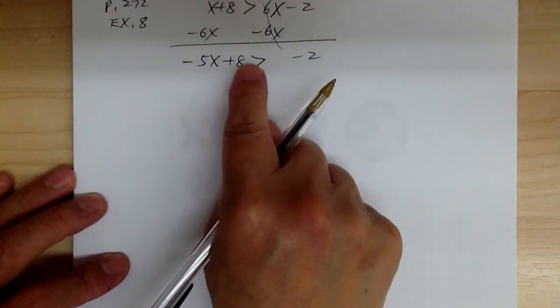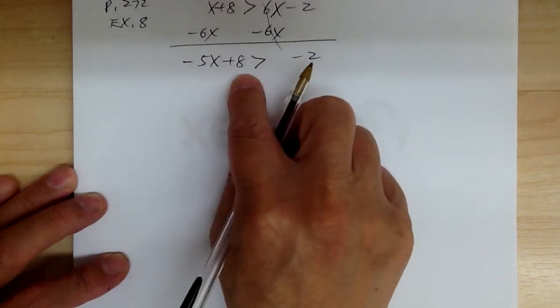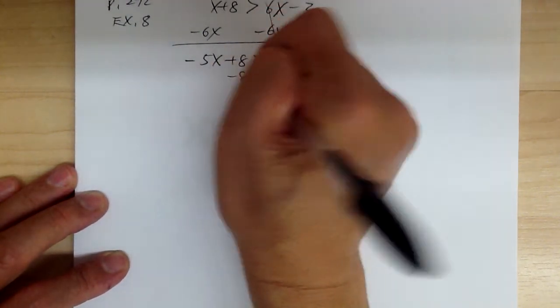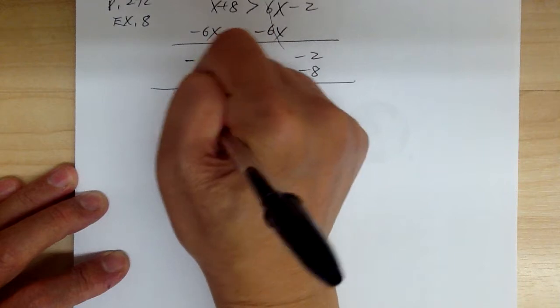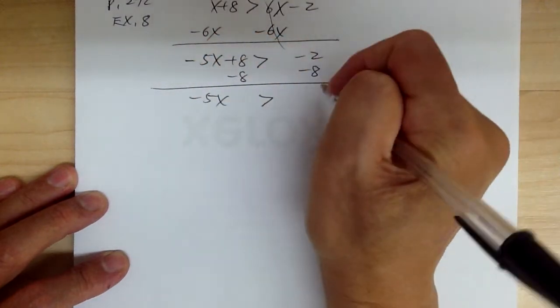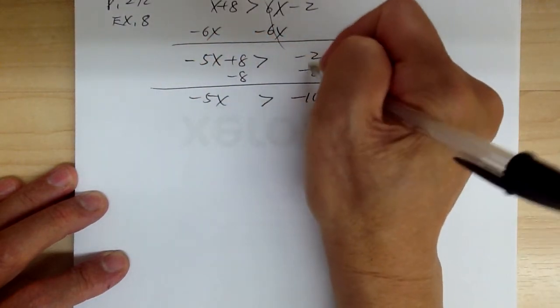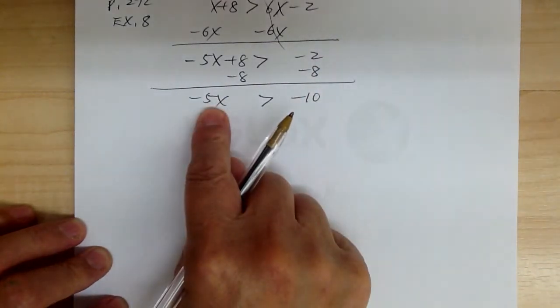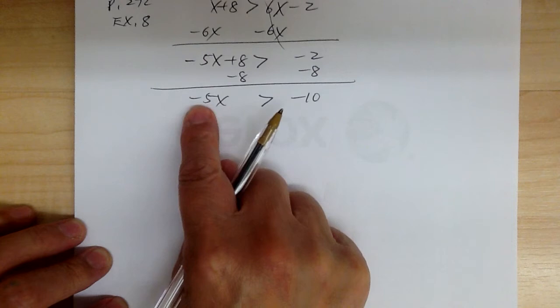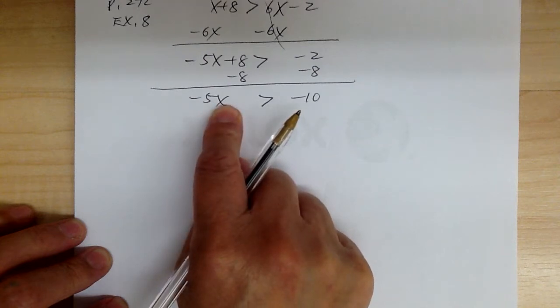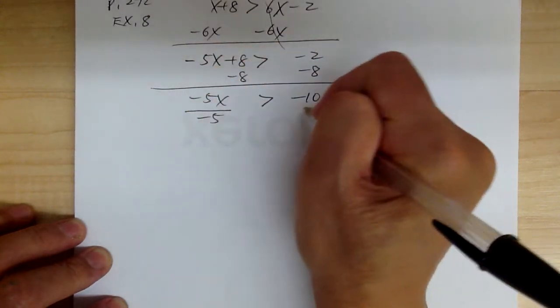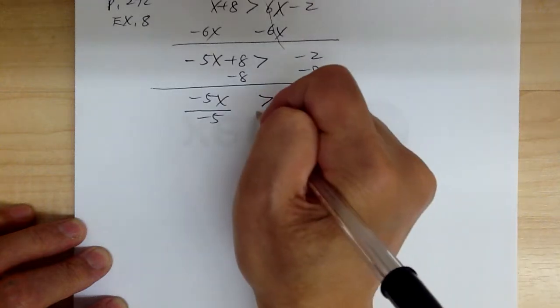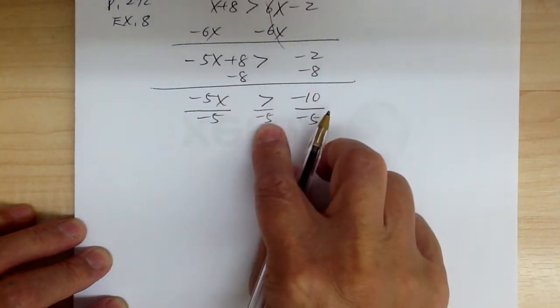So now to solve for x, I have to undo the plus 8. To undo the plus 8, I need to minus the 8. So I got negative 5x is greater than minus 10, right? Both are the same sign, so you add the numbers together. Next, I need to undo the negative 5. This is the multiplication, so to undo the multiplication, I need to do the division. So divide. Now technically, you need to divide this also, okay?